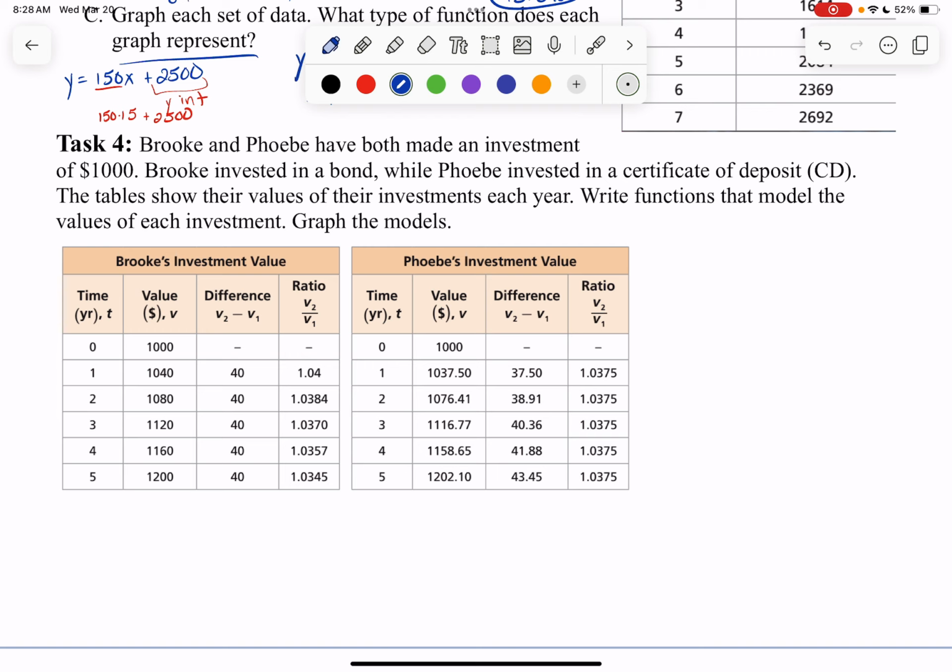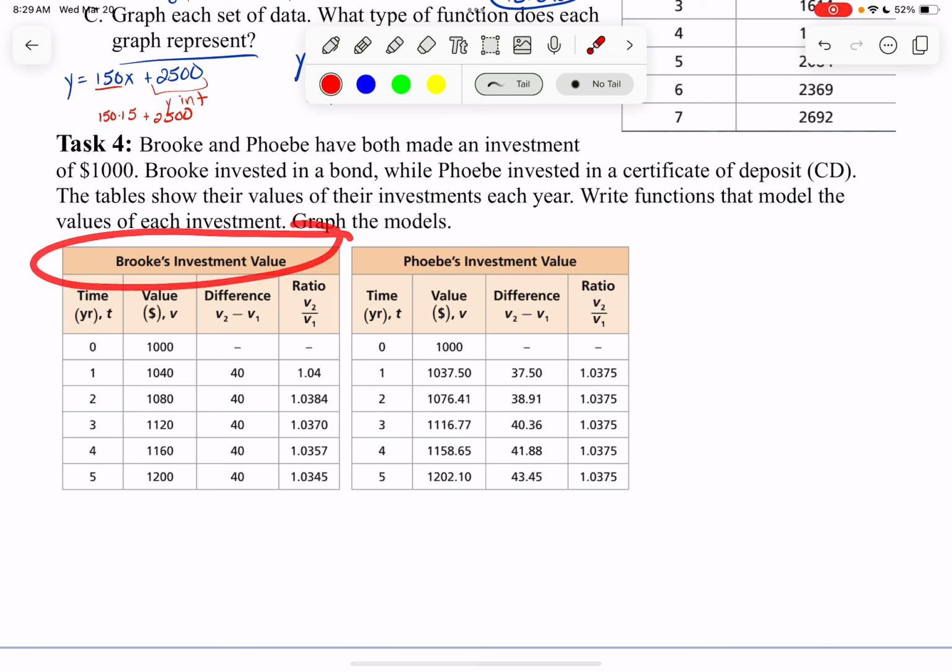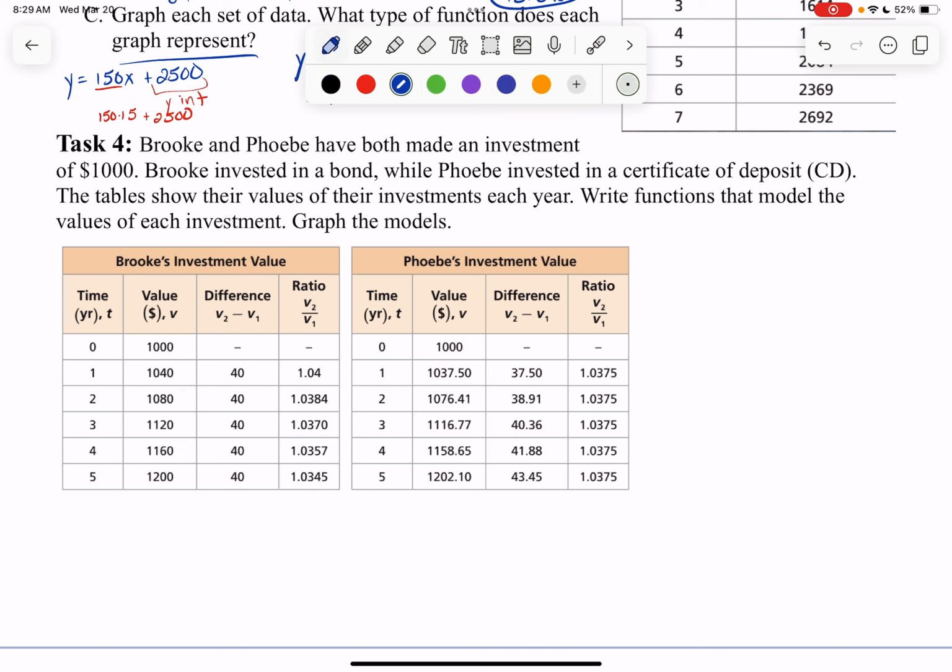Write functions that model the values of each investment. And then we want to graph those models. Okay. Well, what's really nice about these two is they give you the difference and the ratio so you can compare. Here, if we look at Brooke, we can tell that the difference between each of these is always 40. So since it has a common difference, that tells me that Brooke's investment is linear. So y minus y1 equals m times x minus x1. So it's that linear model.